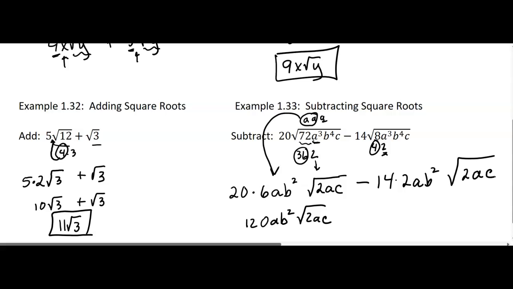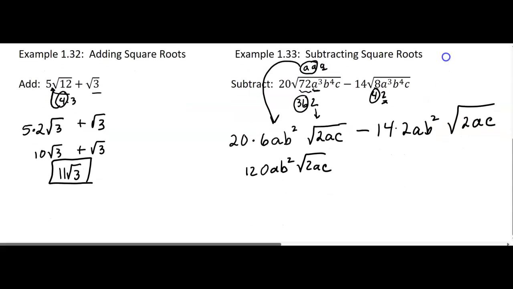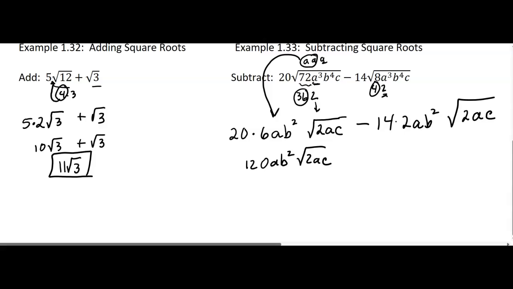So, just take it piece by piece. You might want to write it out a little more than what I'm showing here. That might help. And you could always break this whole thing into primes: 2, 2, 2, AAA, B, B, B, B, B, however many B's. Anyway, circle them up, and you'll know which ones come outside. Okay, minus 28AB squared, square root 2AC.